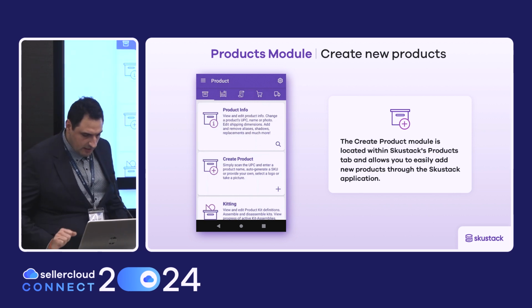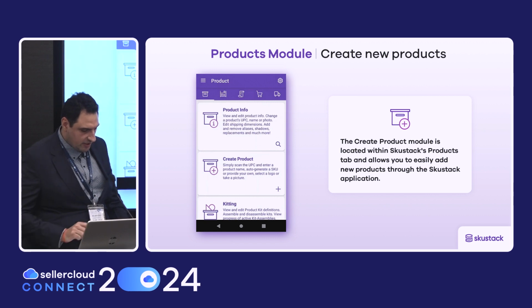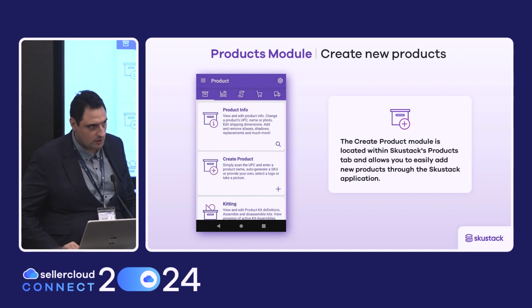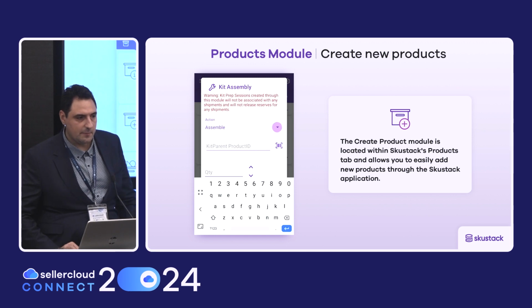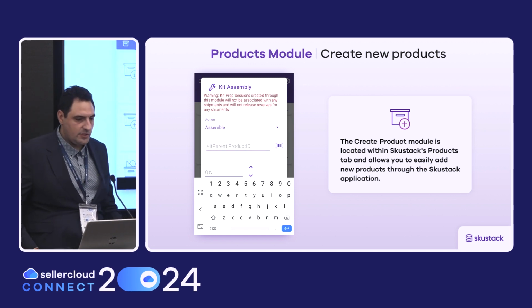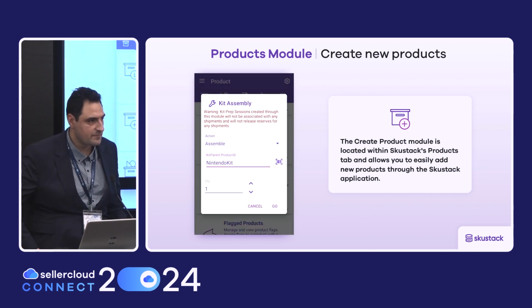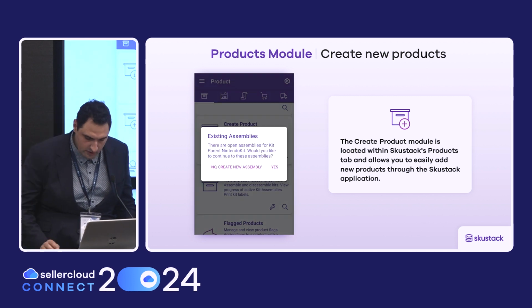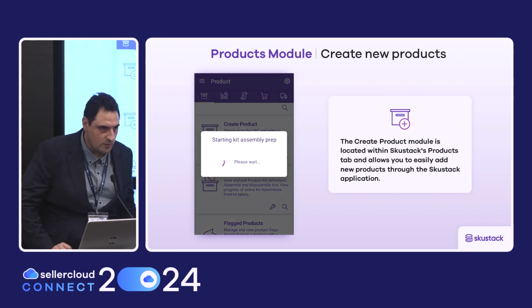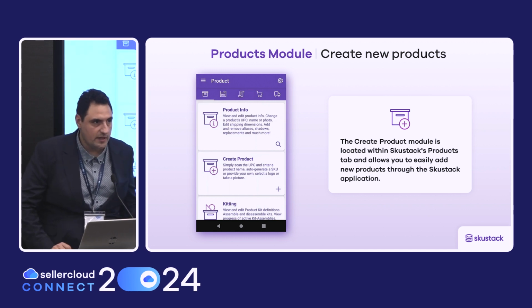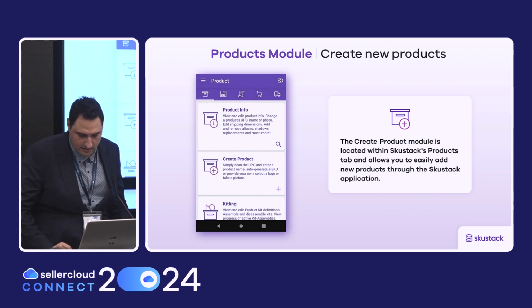So within the products module, you can search for the existing product, or you can create a new product. You can also do kitting. So let's say you're selling bundles that are not prepackaged, and you have to actually assemble them within your warehouse from your starting components. This can also be done within Skustack, and you can even create work orders, but I'll go into that a little bit later, where you can essentially give instructions to your warehouse workers as to how they need to do all that, which makes it really easier for them.